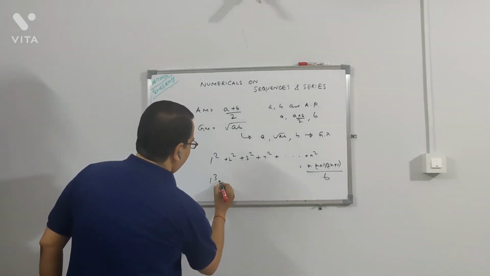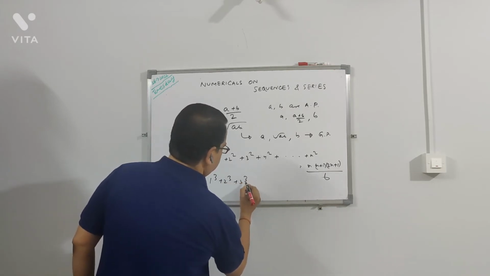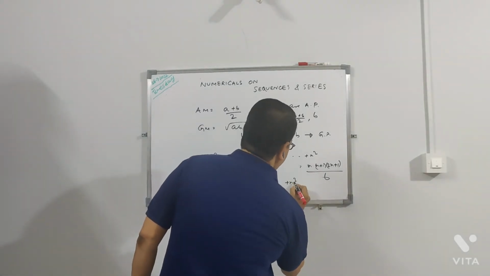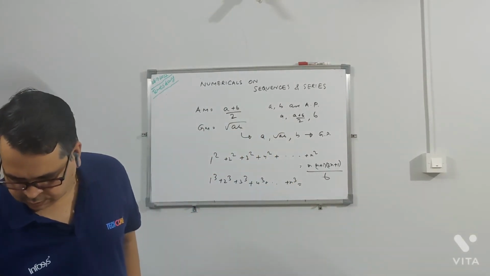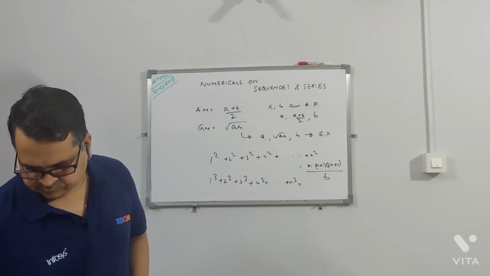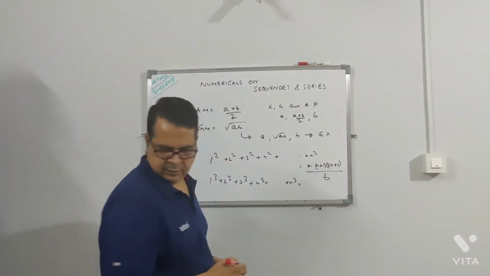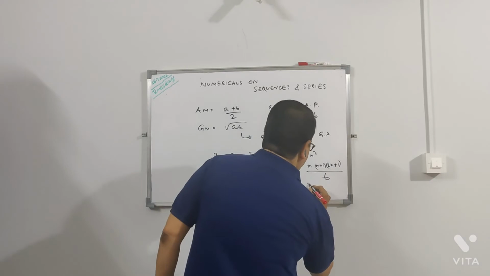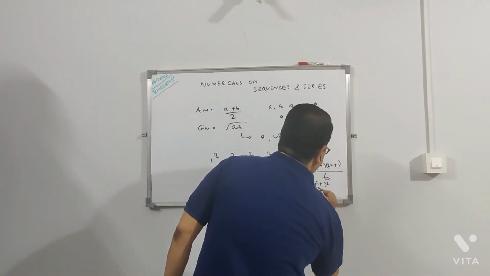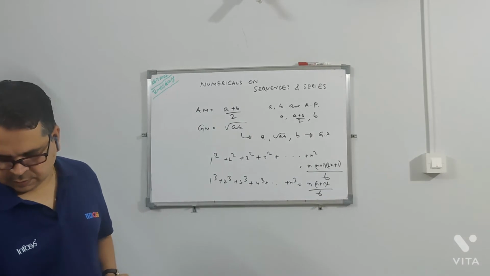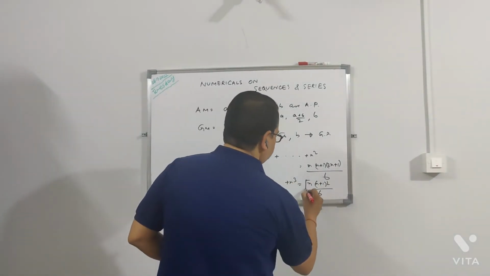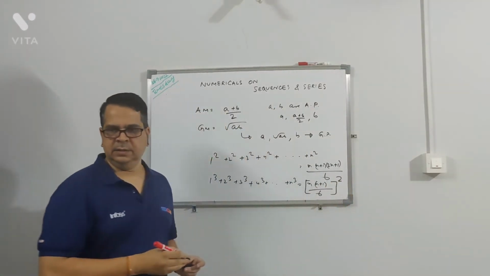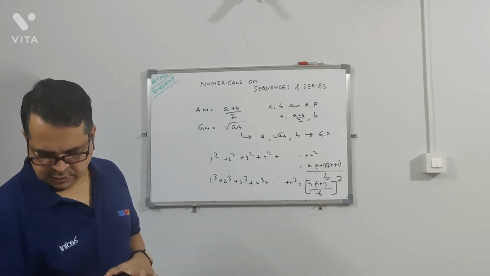Similarly, the sum of cubes of first n natural numbers, 1 cube plus 2 cube up to n cube, is equal to n into (n plus 1) whole square, the whole thing divided by 4. This you have to remember. There can be questions like this.